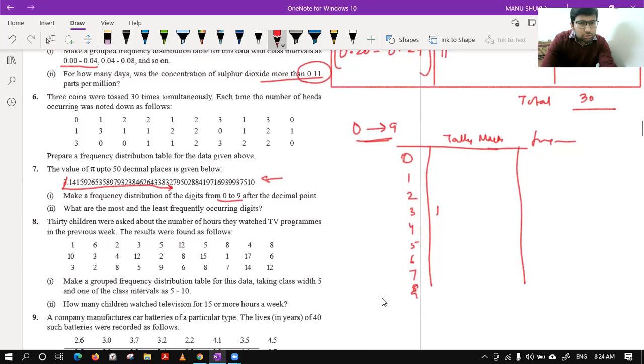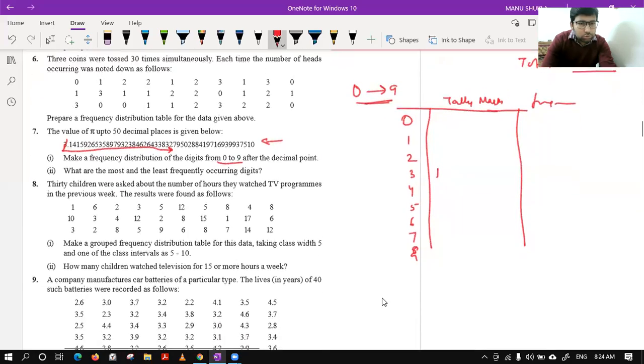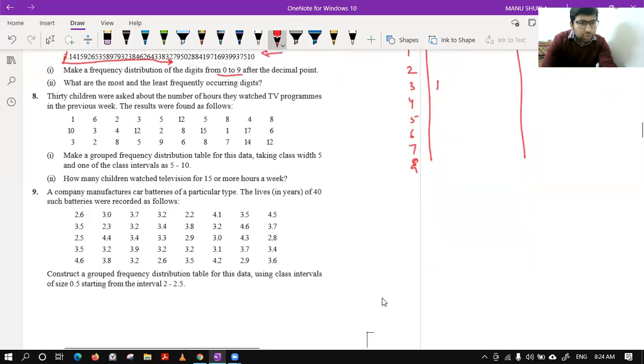30 children were asked about the number of hours they watch TV programs. Simple. Okay, make a group frequency distribution. Already they have given you. Okay, question number 9. A company manufactures car batteries of particular type. The lives in years of 40 such batteries were recorded. So this is the lives in years of 40 batteries that they have recorded.